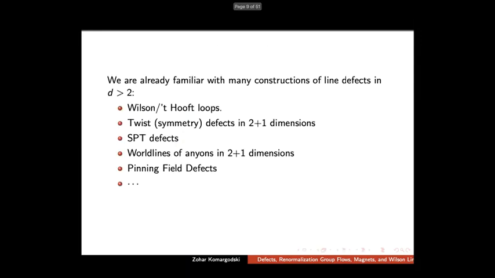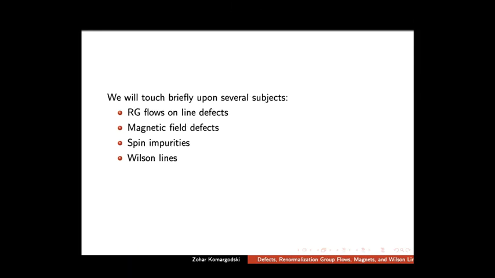Here I'm just listing, I'll talk about it in more detail, but lots of canonical constructions for impurities exist. This is a union of condensed matter and high energy physics. So in condensed matter, people talk about SPT defects. I'll talk about such an example later in this talk. Then there are charged impurities, which in high energy physics are called Wilson and 't Hooft loops. There are twist defects. Anyons are basically examples of impurities. There's also something called pinning field defects in condensed matter, and I'll talk about it also. So there are lots of canonical constructions, and they appear in various applications.